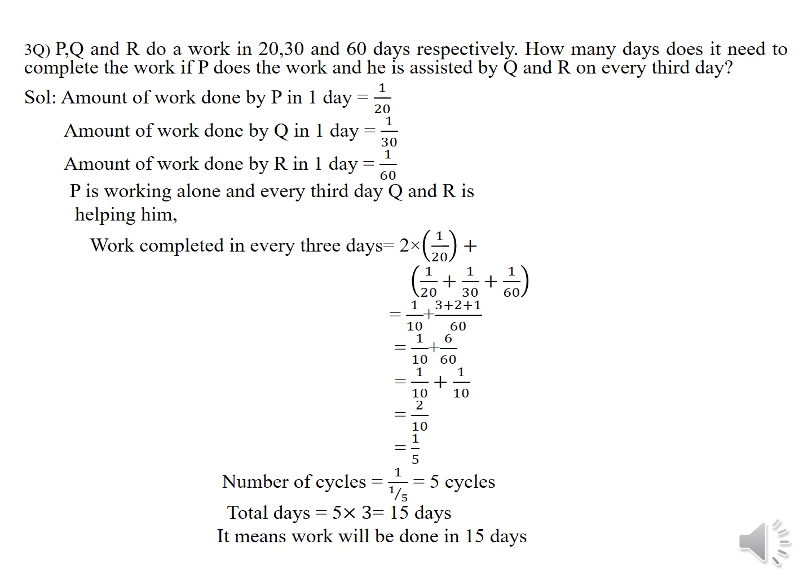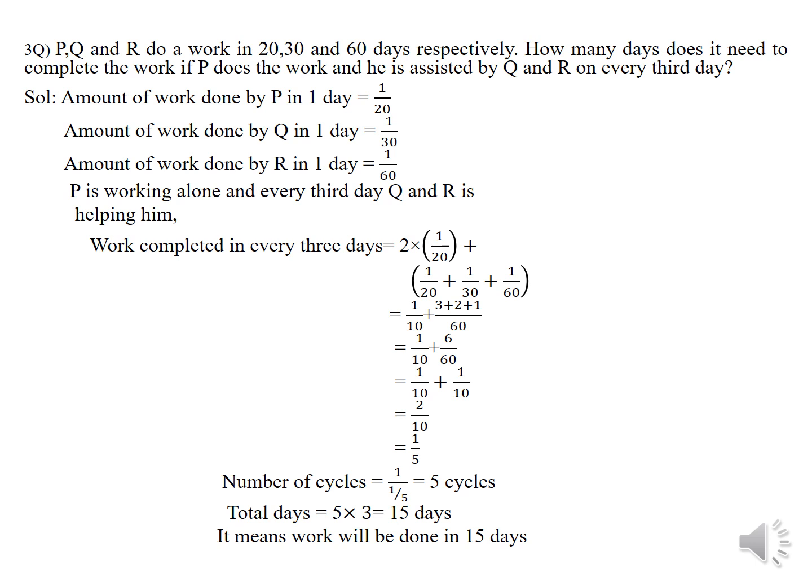In this question, they directly mentioned there are 3 persons, P, Q and R. They can do their work in 20, 30 and 60 days respectively. Along with this, they also mentioned that P works alone for the first 2 days. On every third day, he takes help from Q and R. So by using this condition, they ask us to find how many days are required to complete this task.